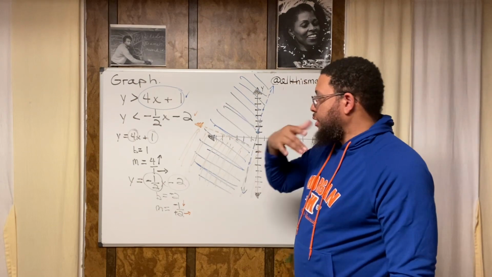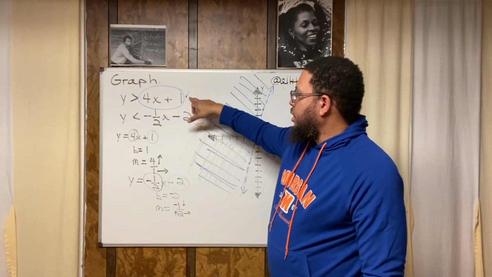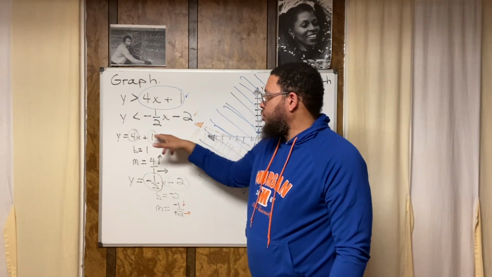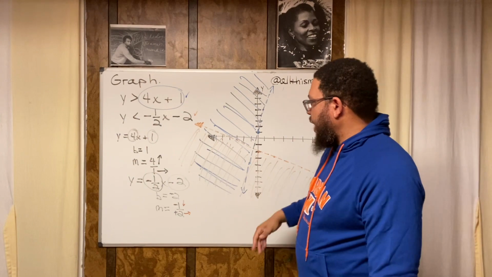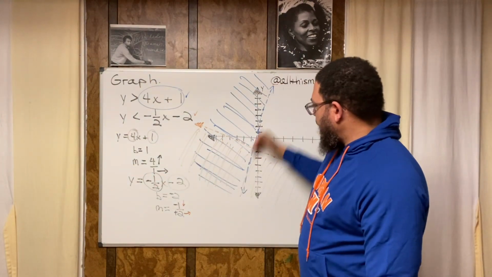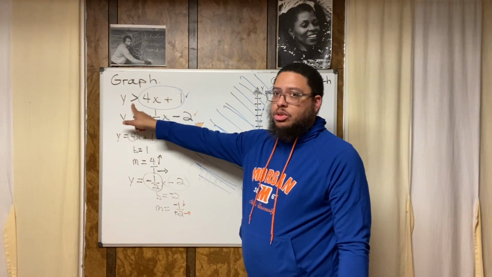All right, so look what we did. Quick recap. You look at your system of inequalities, you find the boundary lines. You treat them like equations. Y equals 4x plus 1. Draw the boundary line. Use the y-intercept and then use the slope to get to the next point. You got 2 points, draw your line. Boom, it's a dash line. Why? Because it ain't equal to, so it's a dash line.